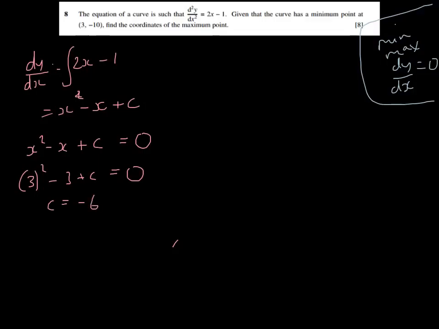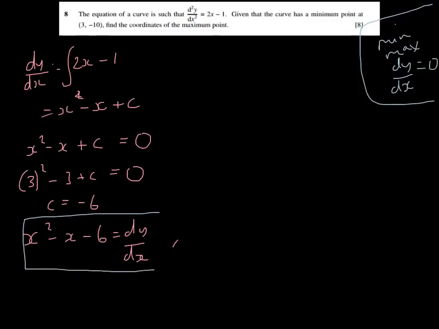Okay, so that's the first thing. Then I can round that off by restating the whole equation: x squared minus x minus 6 is the same as dy dx. This is why I've been telling you to get into the habit of not just finding the c value when you integrate, but also rewriting the whole equation for yourself, just so that you can see it. And we're going to use this later. So that's the whole gradient function.